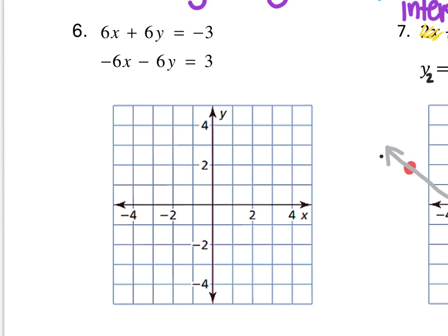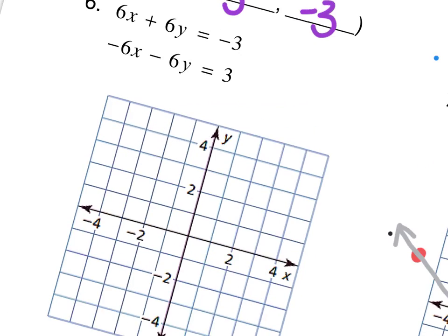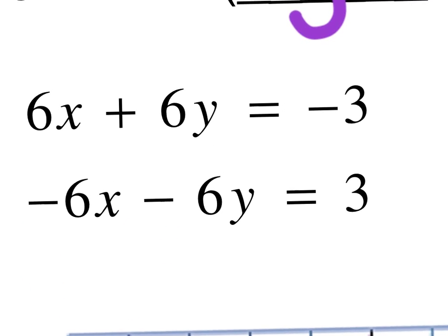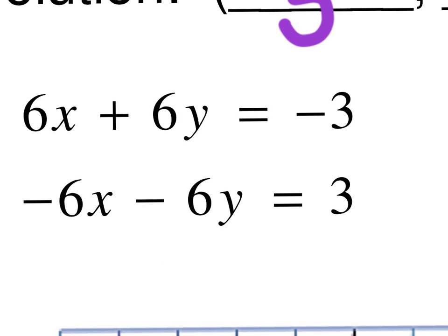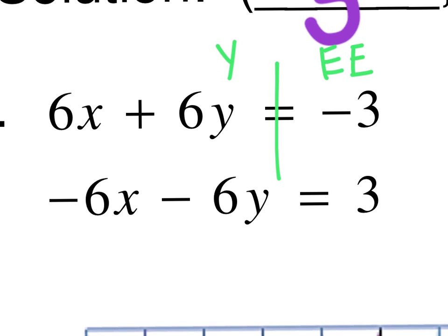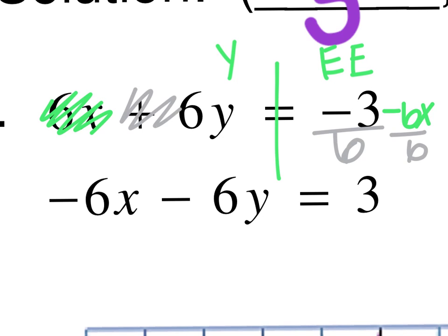I'm going to go back now and do problem 6, but in order to figure out the answer to problem 6, the first thing I need to do is solve both of these for y. So if I'm solving for y, remember I want y's on one side, everything else on the other. So I'm going to get rid of this positive 6x first. It's going to become a negative 6x on the right side. And then I need to get rid of the 6 that's in front of y. So I'm going to divide by 6 and divide by 6, and that's gone.